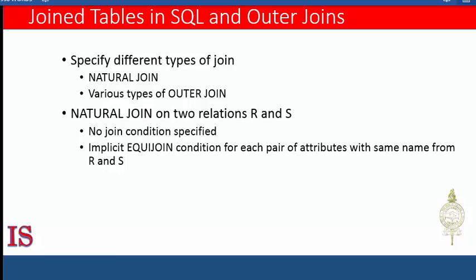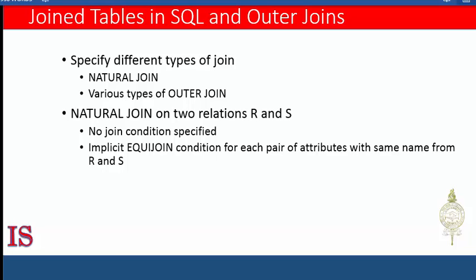The concept of a joined table also allows the user to specify different types of join, such as natural join and various types of outer join. In a natural join on two relations, no join condition is specified. An implied or implicit equijoin condition for each pair of attributes with the same name from the two relations is created. Each such pair of attributes is included only once in the resulting relation.